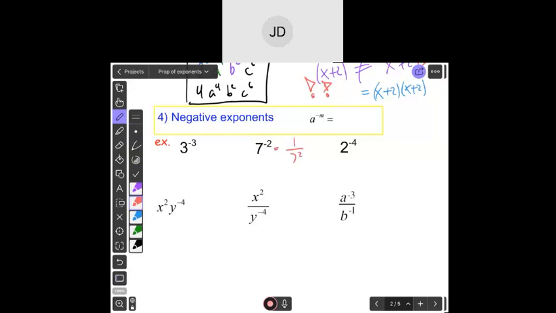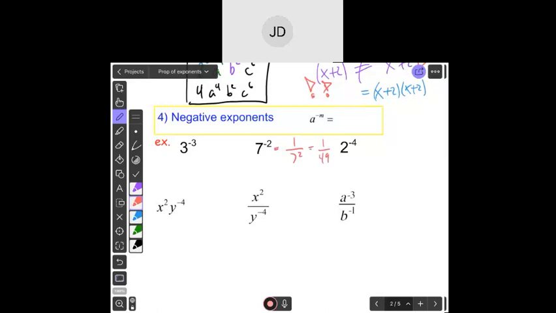7 to the negative 2 is equal to 1 over 7 squared. It's repeated division rather than repeated multiplication. That's what the negative sign means there: do the opposite of repeated multiplication. So we're going to do repeated division. That's the simplified version of that. If I then ask you to evaluate it, 1 over 49.